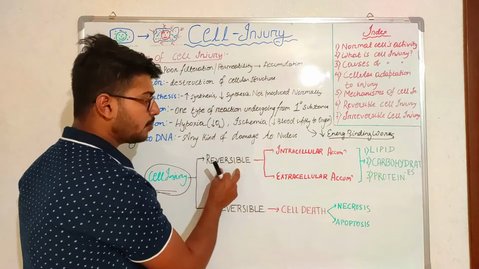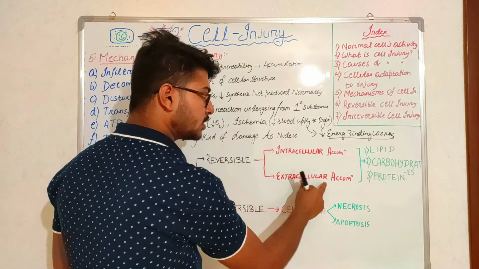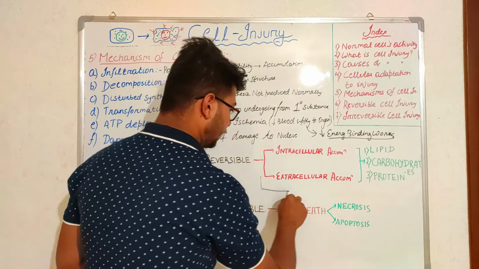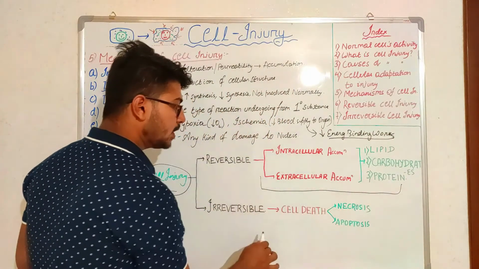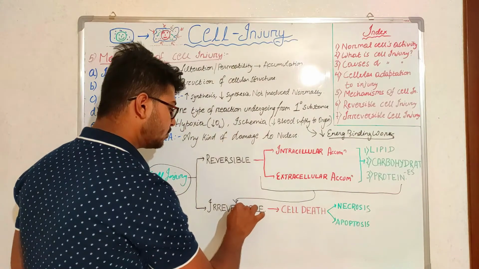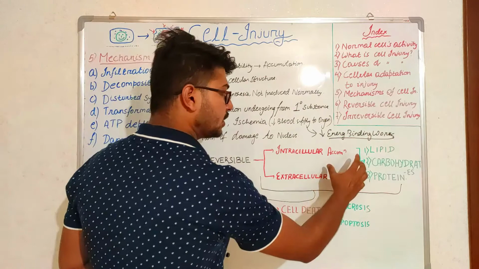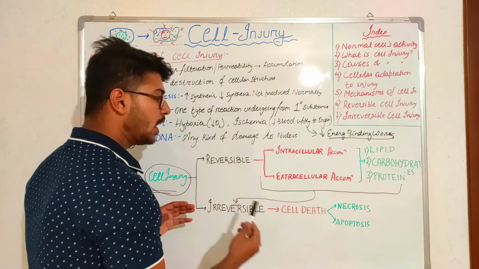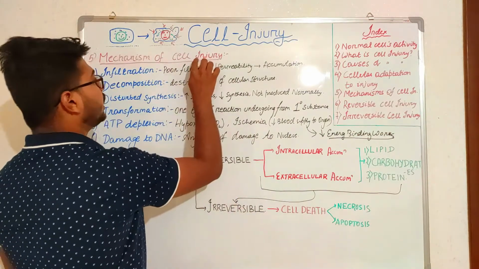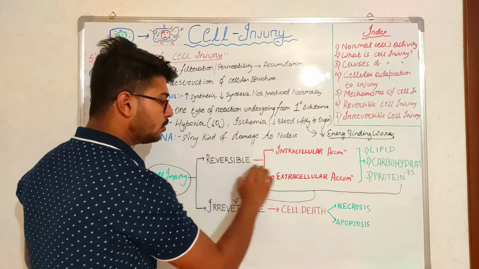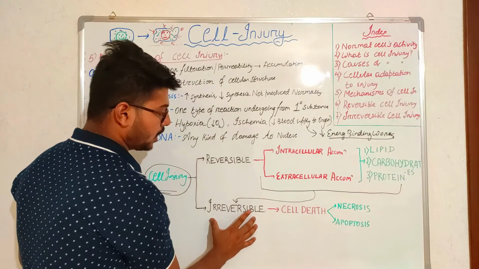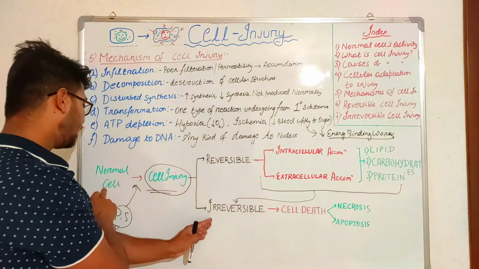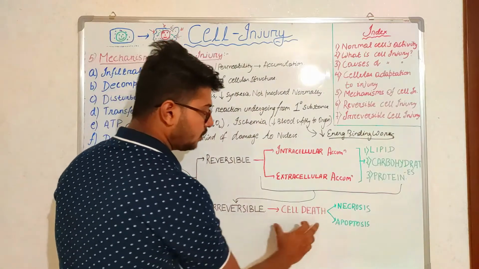In reversible injury, the reason may be intracellular and extracellular accumulation of lipids, carbohydrates, and proteins. This intracellular and extracellular accumulation also contributes to irreversible cell injury when the accumulation of these compounds lasts for a long period of time and the injury continues for a long period of time. Then the reversible injury is converted into irreversible cell injury. And once the cell attains irreversible cell injury, it cannot get back to the normal cell condition. So the result will be cell death.